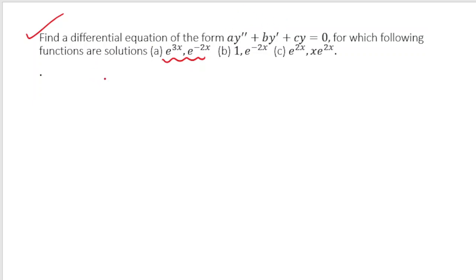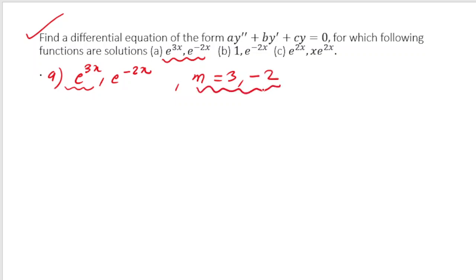So let me quickly solve each of them one by one. I am solving the first part. It is given that one solution is e^(3x) and another solution is e^(-2x). How do we get e^(3x)? One of the roots must be equal to 3. And e^(-2x) is a solution because one of the roots must be equal to -2. So now you know the roots of the auxiliary equation.